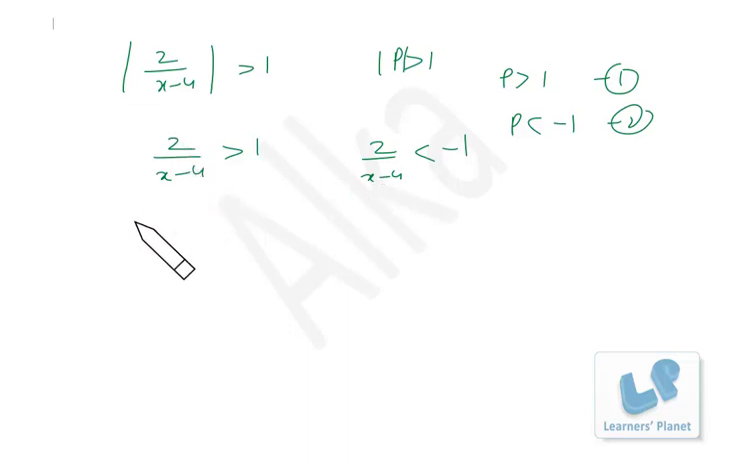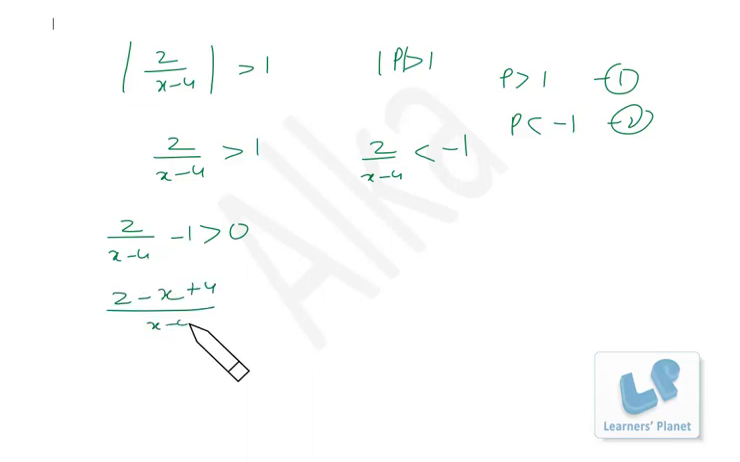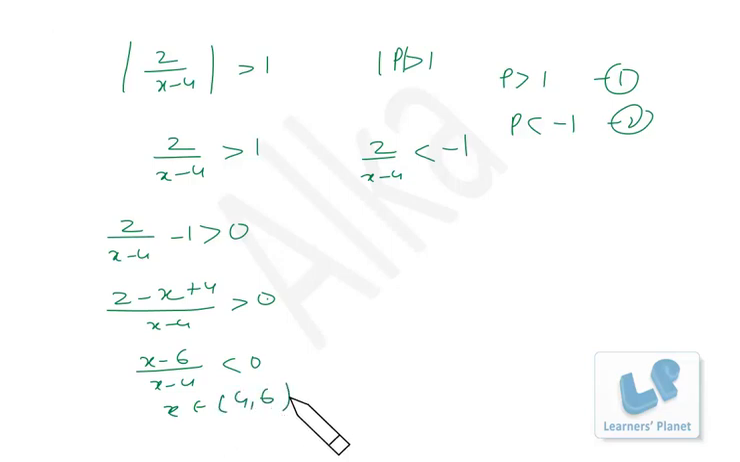Once again, we should not do cross multiplication. So I just shift everything on this side. So 2 minus x plus 4 upon x minus 4 is greater than 0. So here it is 4 plus 2, 6 minus x. So if I make x minus 6 upon x minus 4, it should be less than 0. So x should be between 4 to 6. The same method, the Viveka method, you can use and find out x should be between 4 to 6.